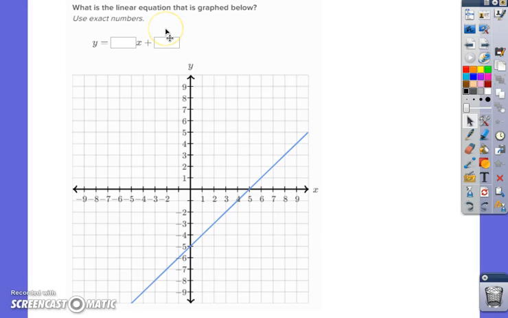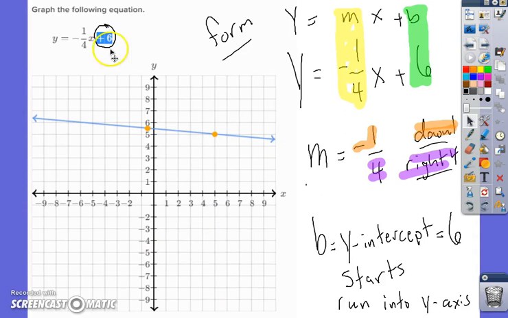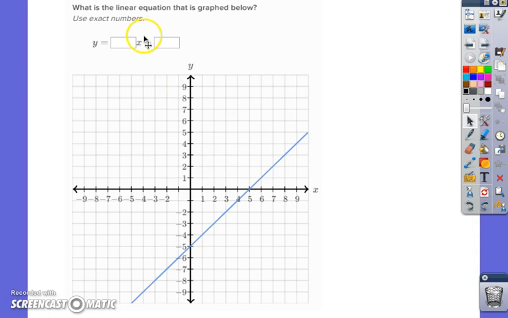This assignment number 8 is kind of like the opposite of the one that we just did. Number 7 was all about if you have an equation, make the graph. And now I'm doing the reverse, the inverse of that. If I have the graph, I have to make the equation.